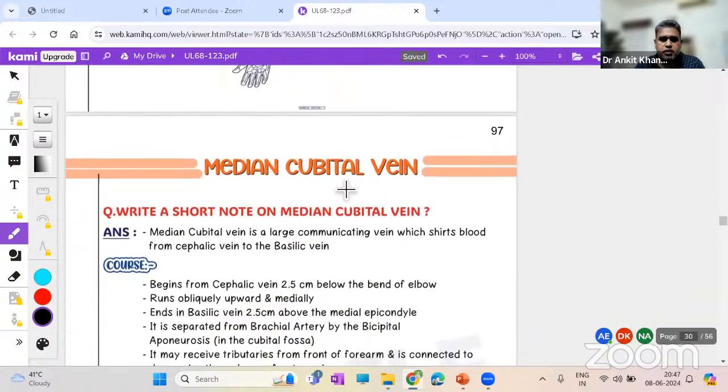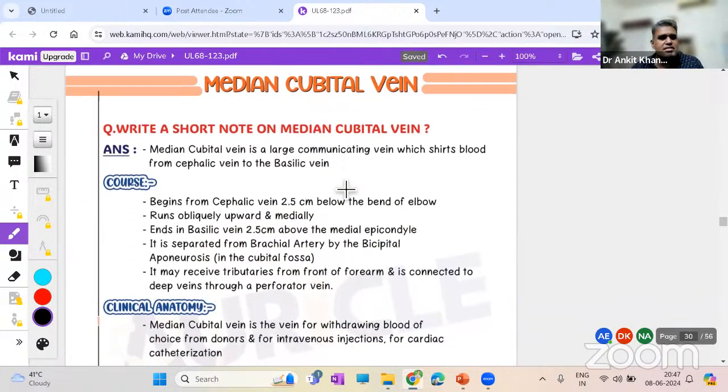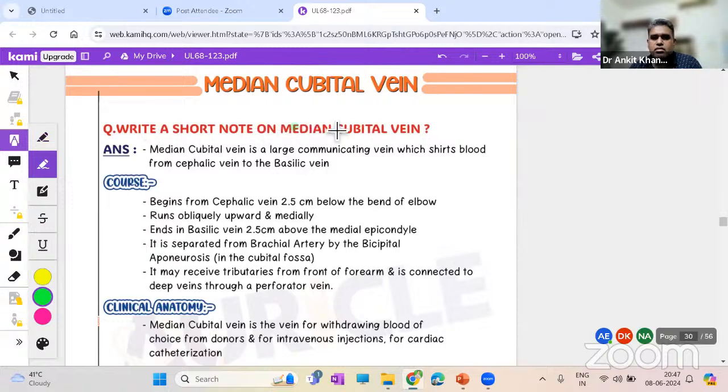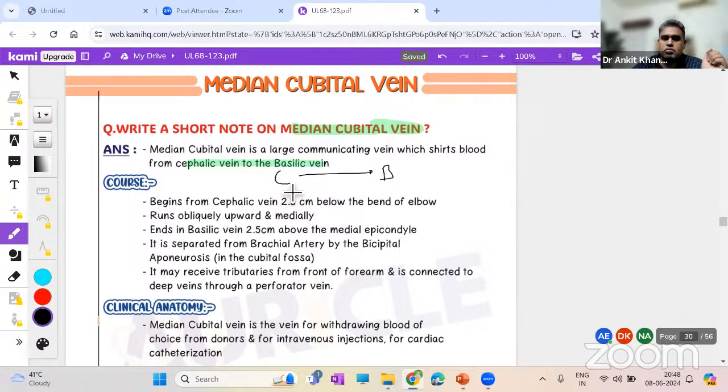Okay, do remember this. Then obviously, as I told, clinically, this is the main part. Median cubital vein. It is a large communicating vein which shunts the blood from cephalic to basilic. So remember, from where to where the blood is going, it is going from C to B, not the other way around. Course is important, clinical anatomy is important.